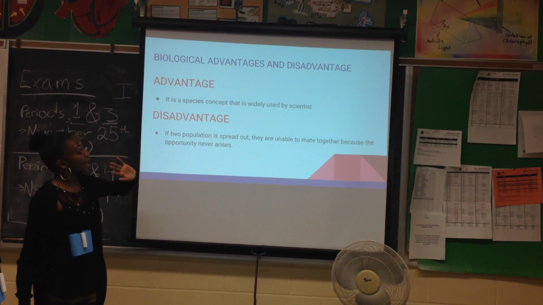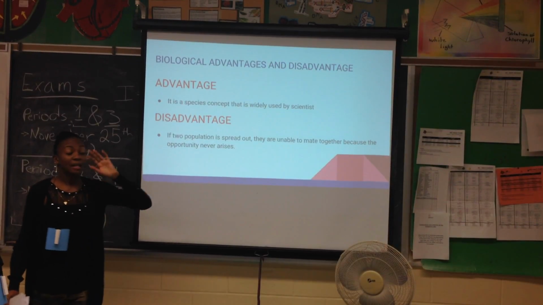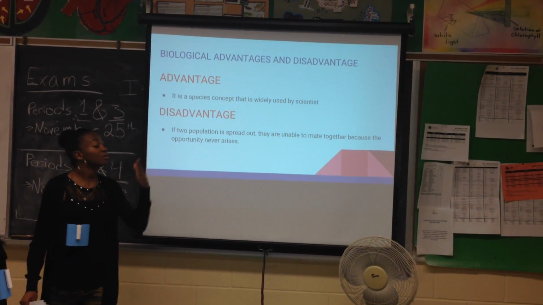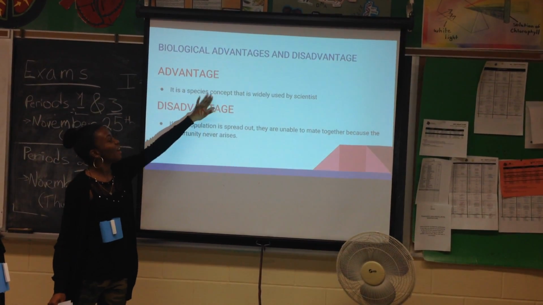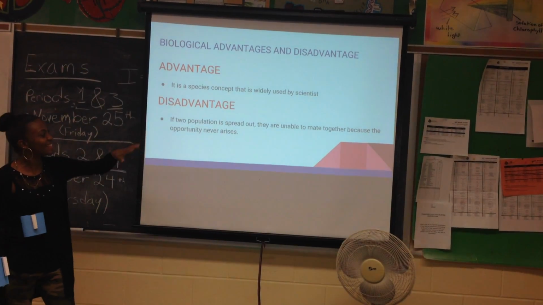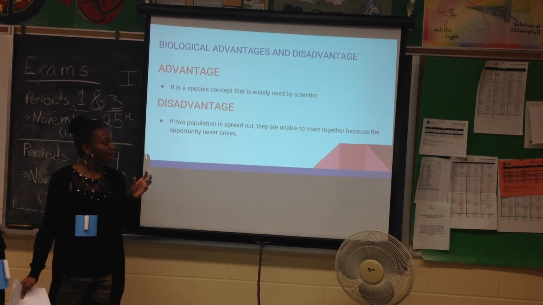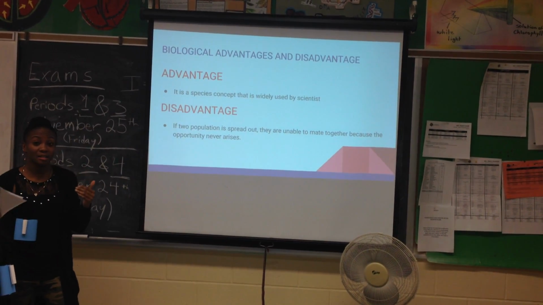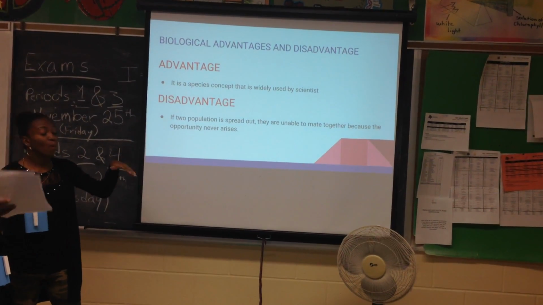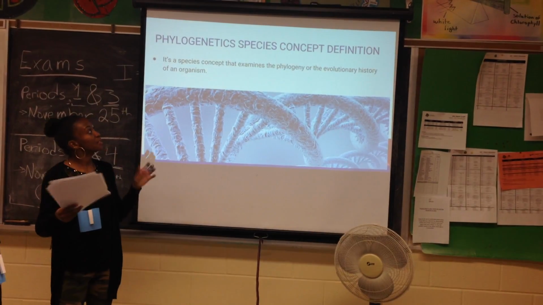The biological species concept's advantages and disadvantages: it is a widely used, known concept by scientists. The disadvantage is that populations are too spread out, so they're unable to mate together. That way, they can't tell when the opportunity arises what species they are.